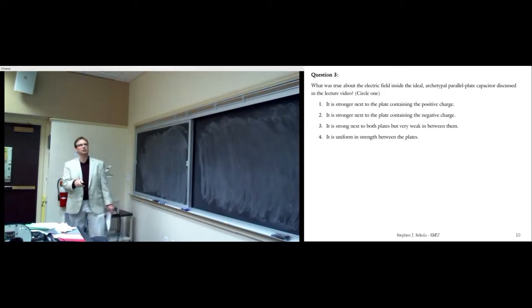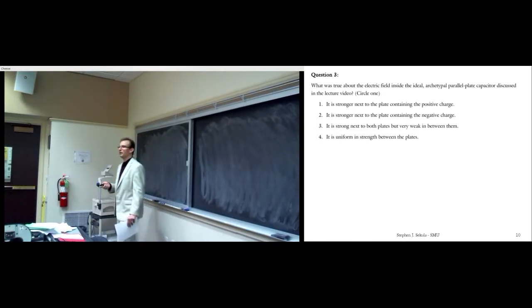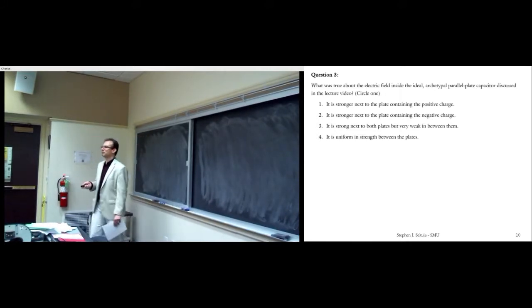Okay, so what was true about the electric field inside the ideal archetypal parallel plate capacitor discussed in the lecture video? 1, it is stronger next to the plate containing the positive charge. 2, it's stronger next to the plate containing the negative charge. 3, it's strong next to both plates but very weak in between them. And 4, it's uniform in strength between the plates.